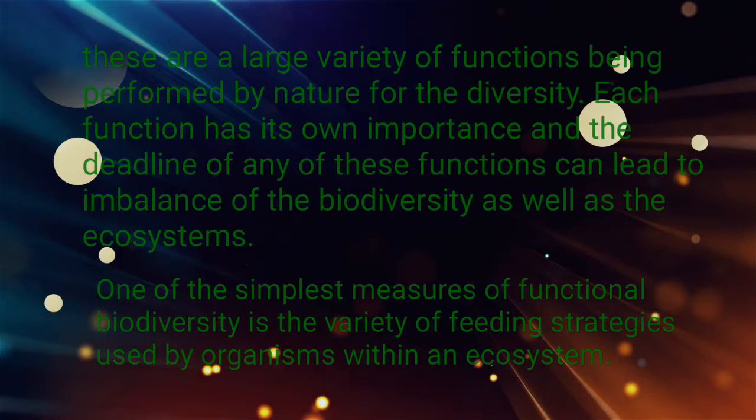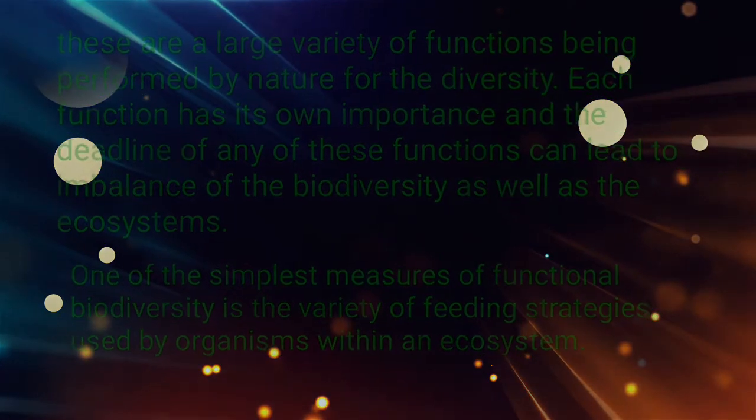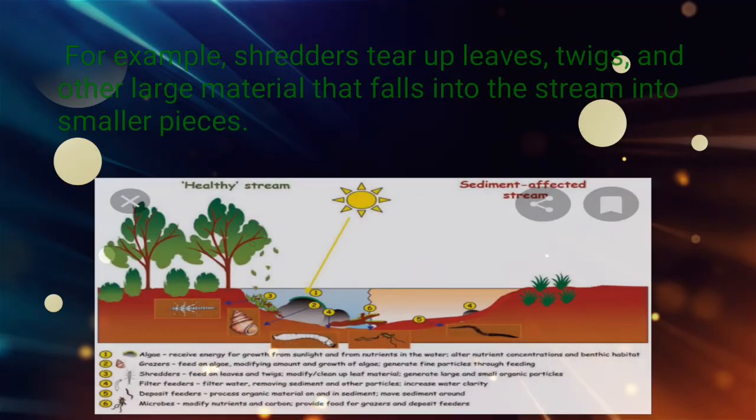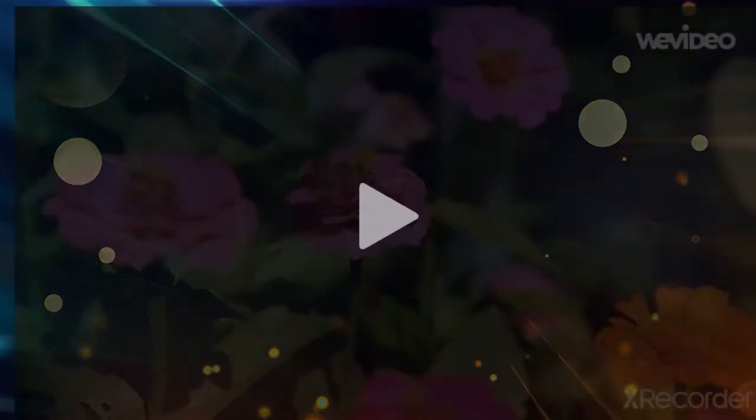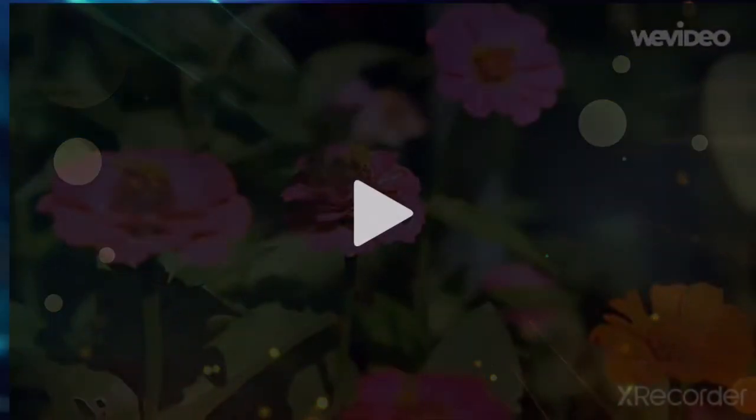One of the simplest measures of functional biodiversity is the variety of feeding strategies used by organisms within an ecosystem. For example, shredders tear up leaves, twigs, and other large material that falls into the stream into smaller pieces. So this is the example picture. And here is the example video about functional biodiversity.